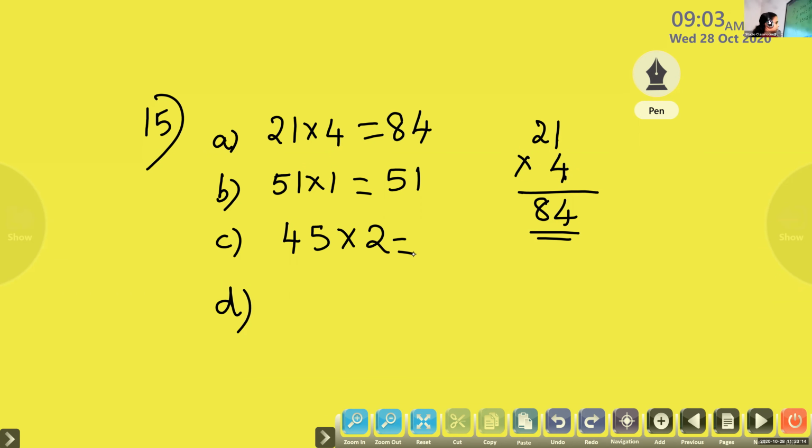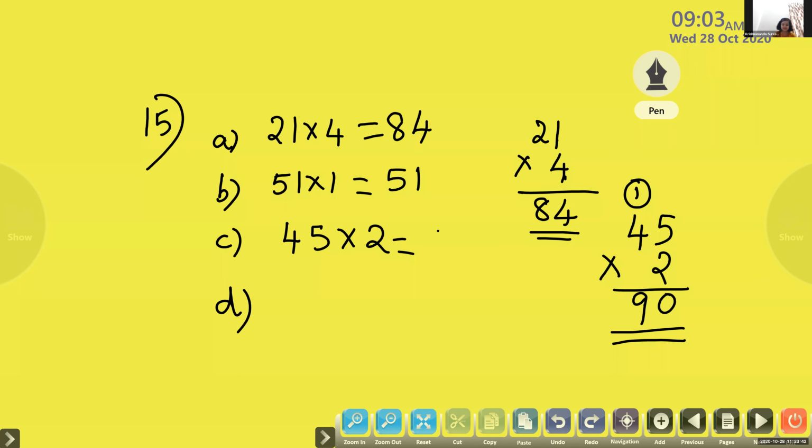Now, next question is 45 into 2. Krishnananda, you got the answer of 45 into 2? What's the answer? 45 multiplied by 2. 5 twos are 10. Carryover is 1. 4 into 2, 8. 8 plus 1? 9. So the answer is here 90. Children, like this, if you don't know these multiplication tables, they are big numbers. So you have to multiply like this, vertical multiplication. Then you will get the answer.